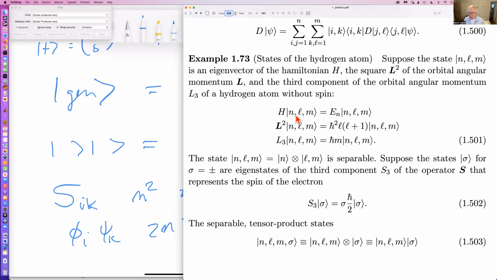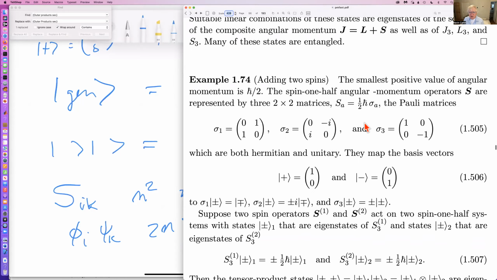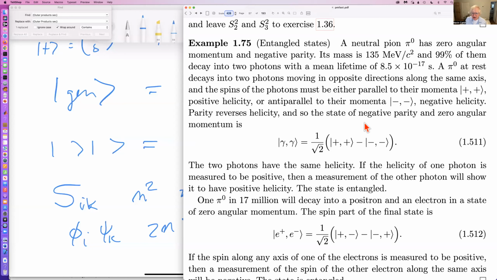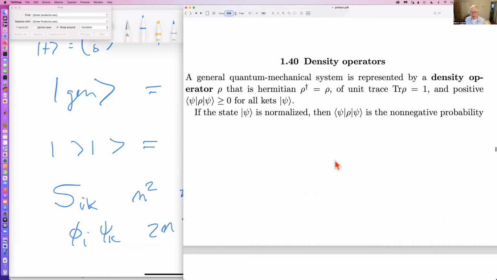An example is the hydrogen atom, where the states are labeled by energy, angular momentum, and projection of angular momentum on the z-axis. This state here is separable, and the states sigma plus minus are, anyway, I don't know if we have time to go through all of this, so let me just skip past this. An example of entangled states are photons from pi0 decay and so forth.